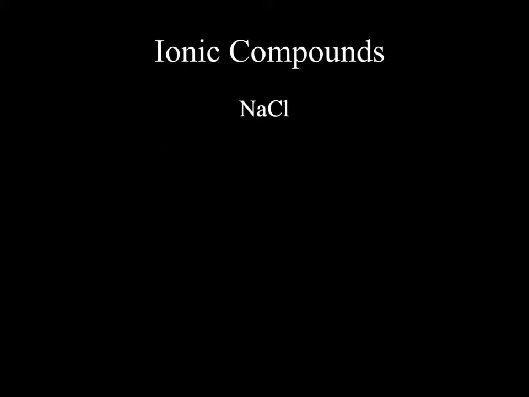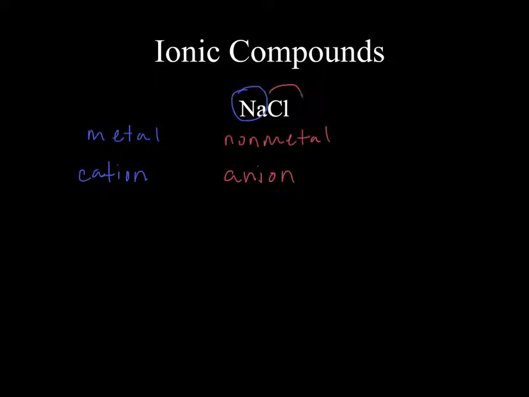First type of compound we're going to talk about is an ionic compound. An ionic compound is made up of a metal and a nonmetal. Now, this can also be expressed as a cation, which would be your metal, and an anion, which would be your nonmetal. So here, our cation is sodium, and our anion is chlorine.